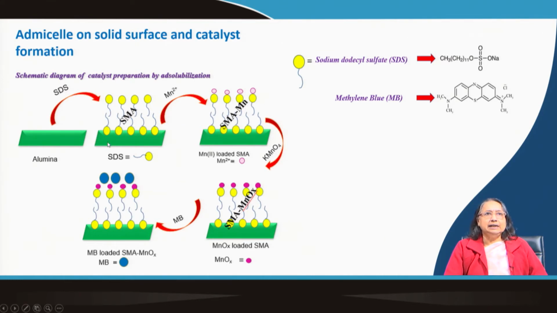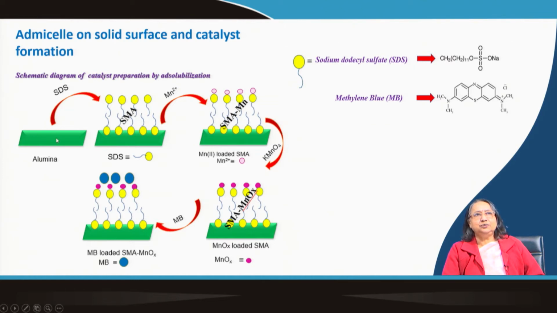So, in that case, if the solid surface is positively charged, then it will arrange itself. The first layer will be like this, then the second layer of surfactant will be like this. Okay. So, basically it is a micelle type structure, but it is adsorbed on the solid surface. And why is it written SMA? Because alumina is modified with SDS, a surfactant, that is why it is called surfactant modified alumina, SMA. So, this is nothing but SMA.